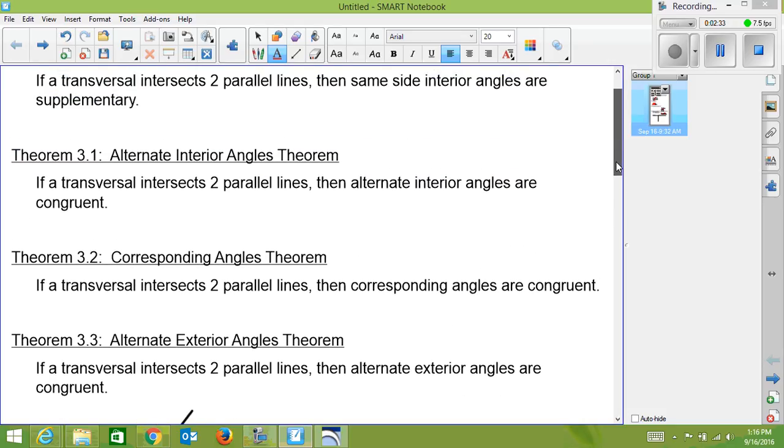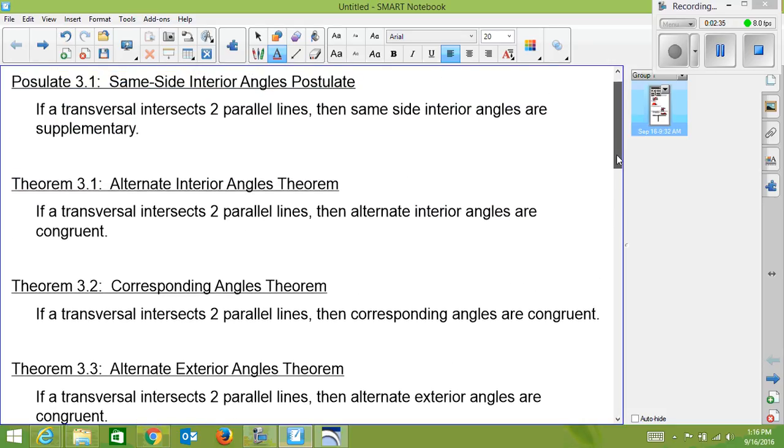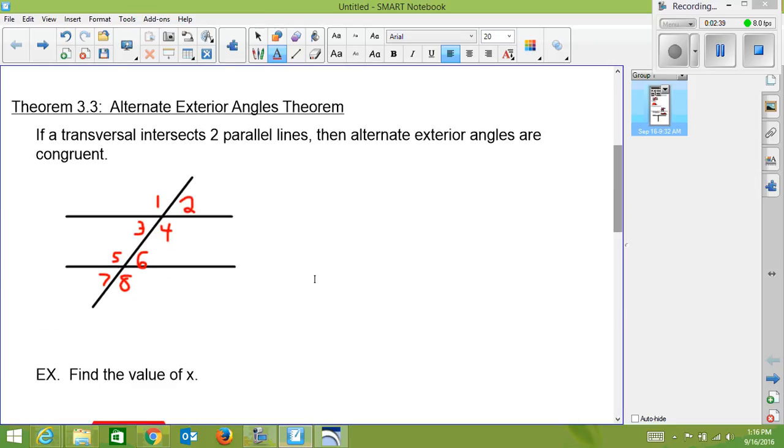And the first one we went over was the same side interior angles postulate. Same side interior angles are supplementary. So what that's saying is 4 and 6 are interior, and they're on the same side. 4 and 6 would be supplementary. So would 5 and 3.